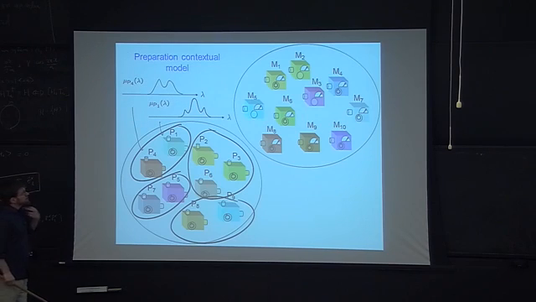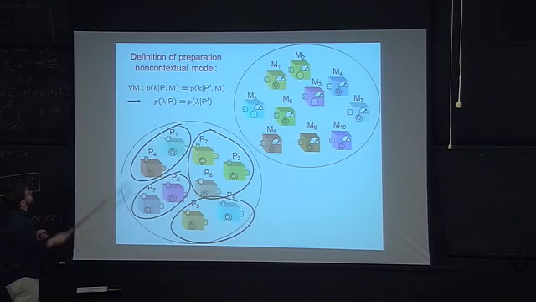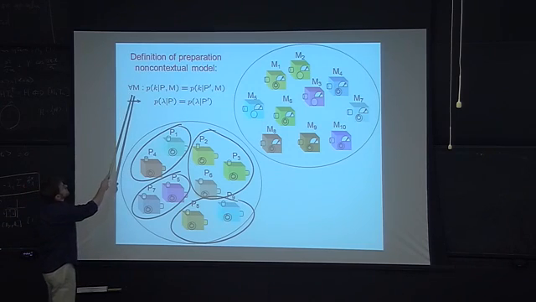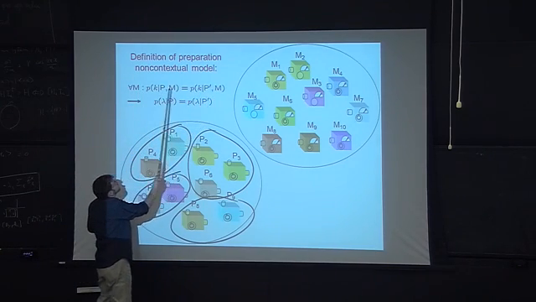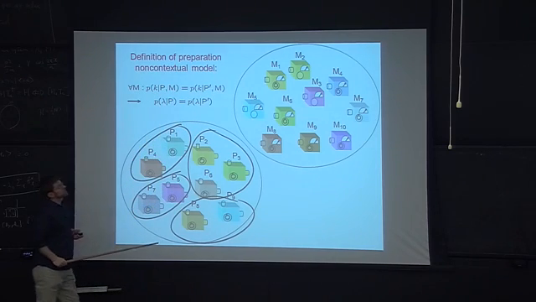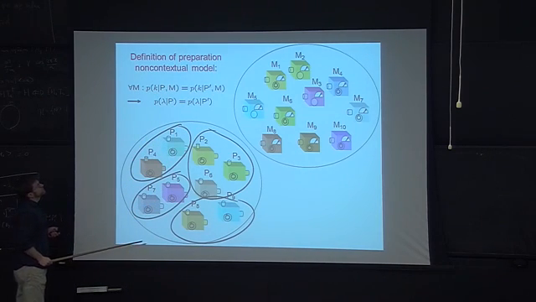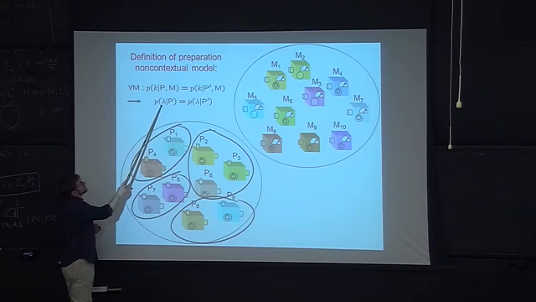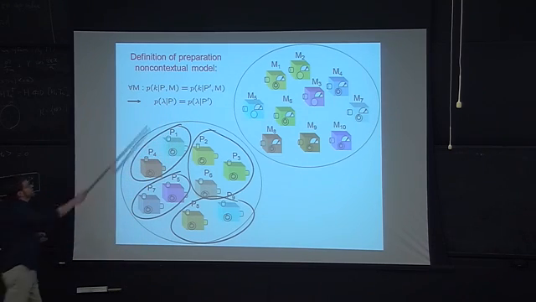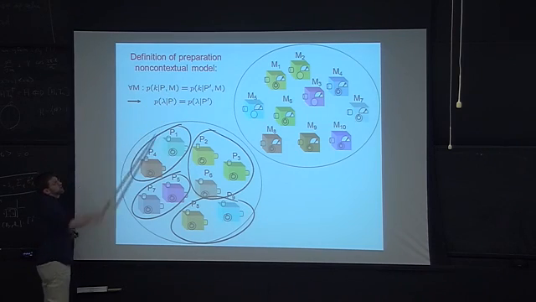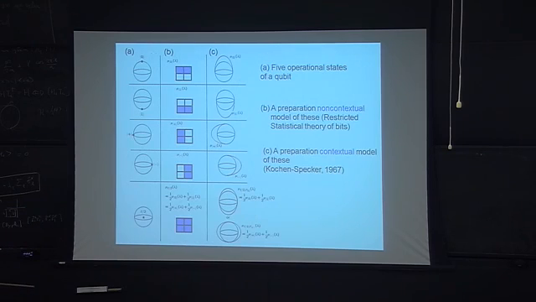You can make a similar definition of measurement non-contextuality. So, I should say, this is ultimately then the definition of what I'll call a preparation non-contextual model. If your P and P prime are operationally equivalent, so they assign the same probabilities to outcomes for all measurements, then they assign the same probability distribution over the ontic states. Okay, so sameness of these operational probabilities implies sameness of the realist ontological probabilities.